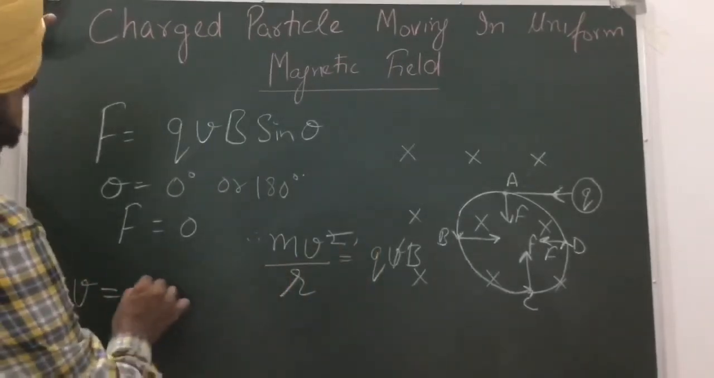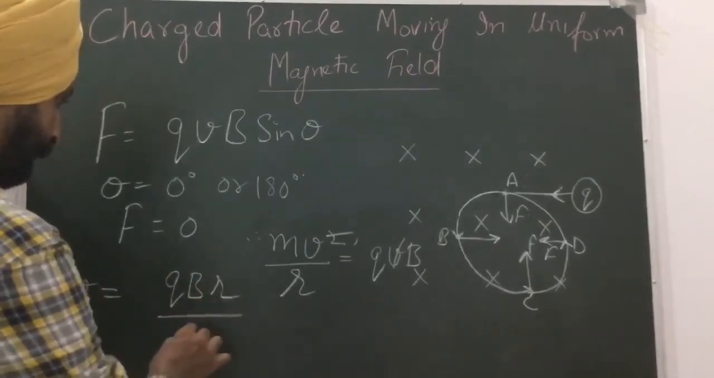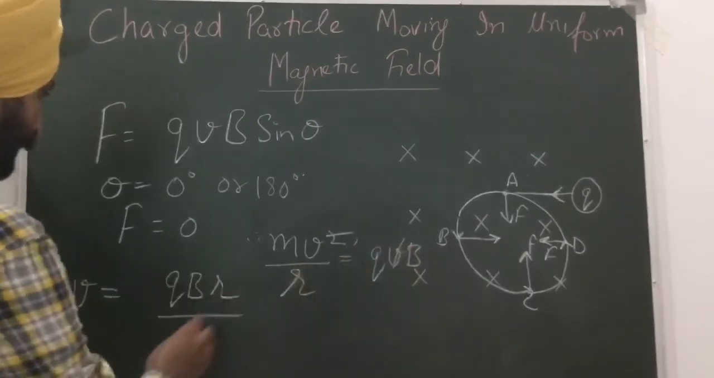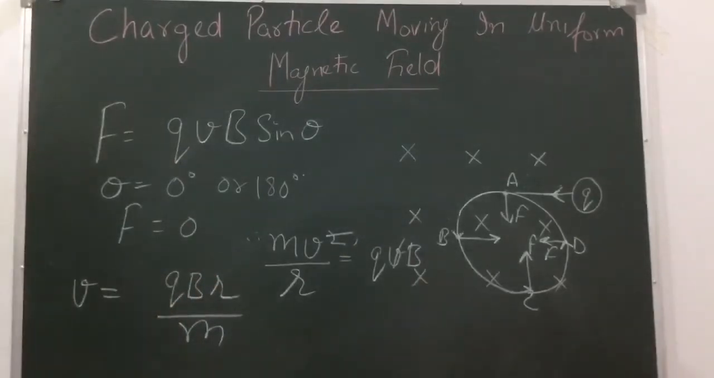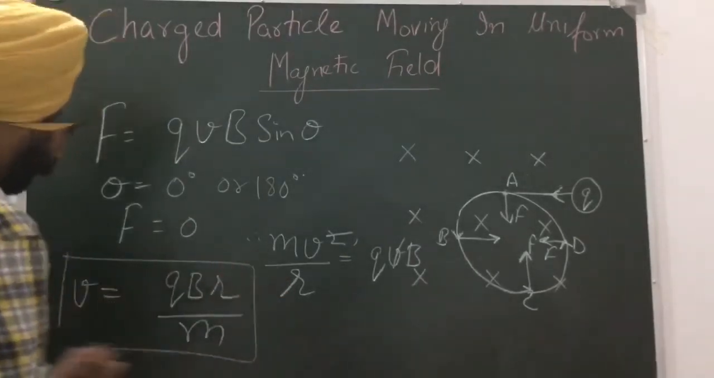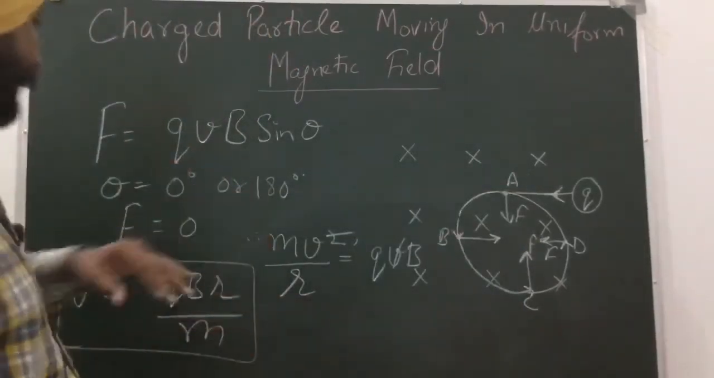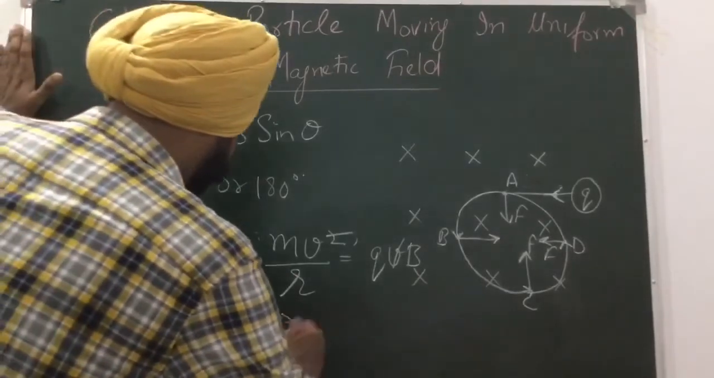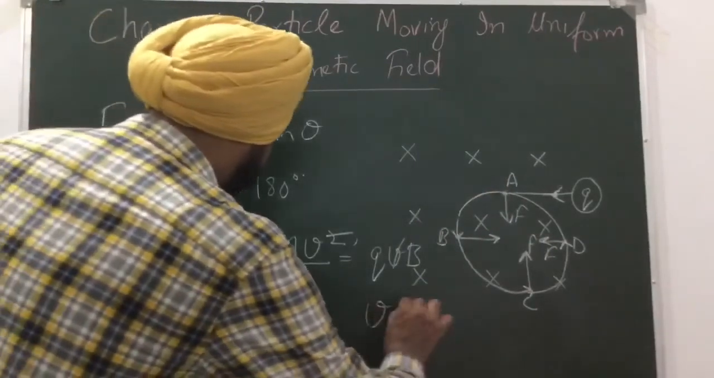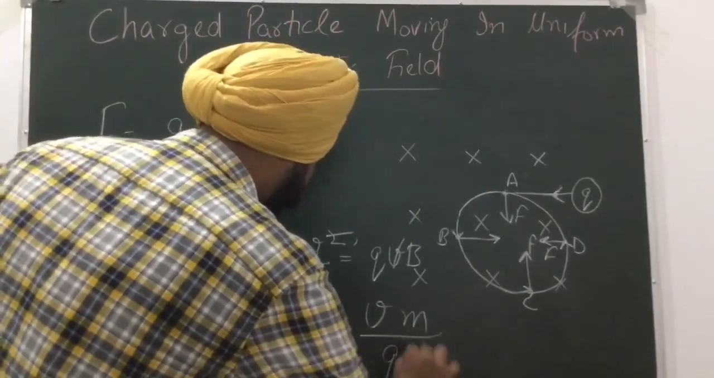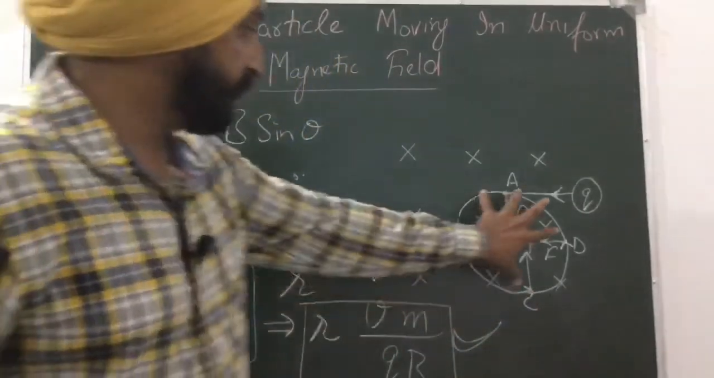QBR by m. So this is the formula that you are going to get for the velocity of this charged particle. And what will be the radius? The radius of this path would be equal to mv by QB. So this will be the expression for the radius of this circular path.